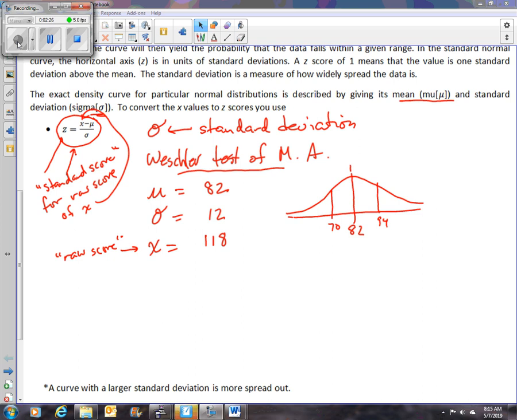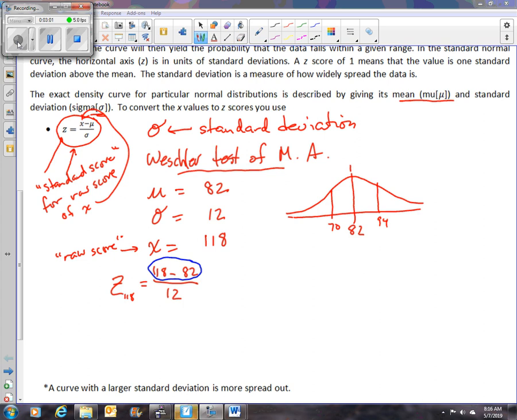Now, the equation would end up being the z-score, or the standard score for 118, would be x, which is 118, minus mu, which is 82, divided by sigma. Now, I want you to understand what this equation is doing. So let's start by considering this subtraction problem right here, 118 minus 82.